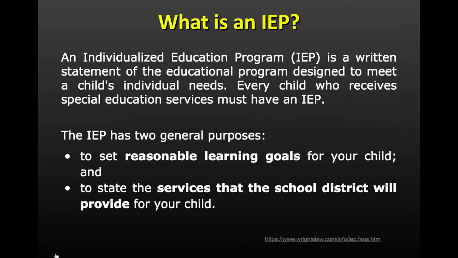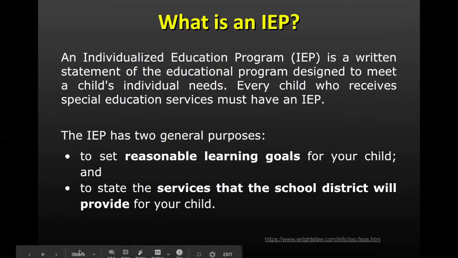Okay. When we look at the IEP, we have two components of it. We have the reasonable learning goals. We have to set those goals, and also the services that the school district will provide. So we have the goals that we set, which are aligned to the curriculum, based on data that we obtain from the students, and also aligned with the standards. And then we have the services that the school district will provide. So we have to be very strategic and be aware of what we are placing on the IEP.